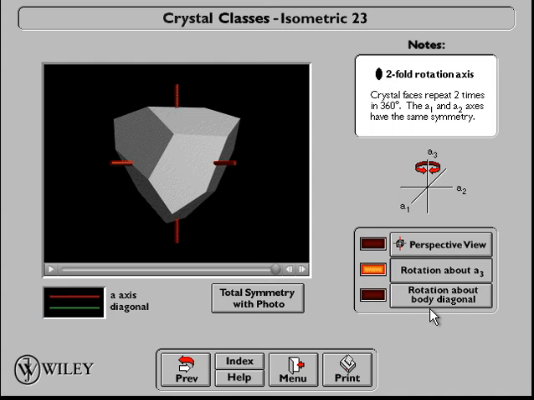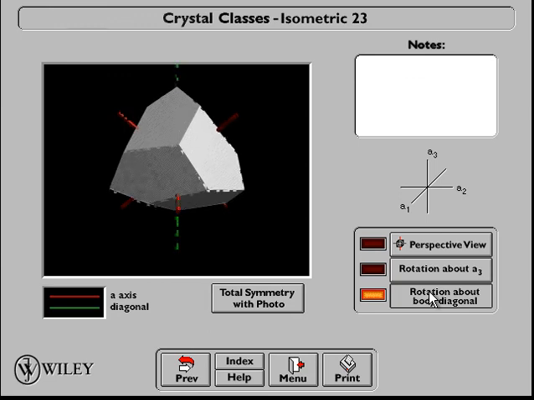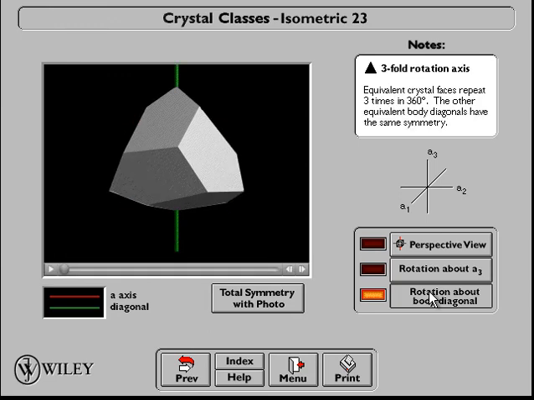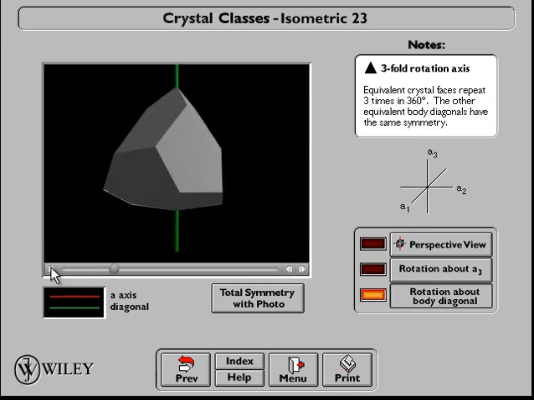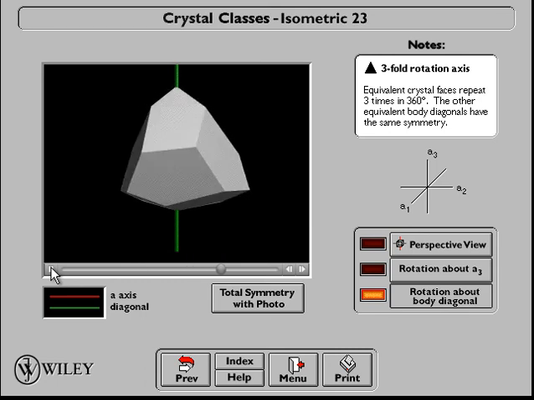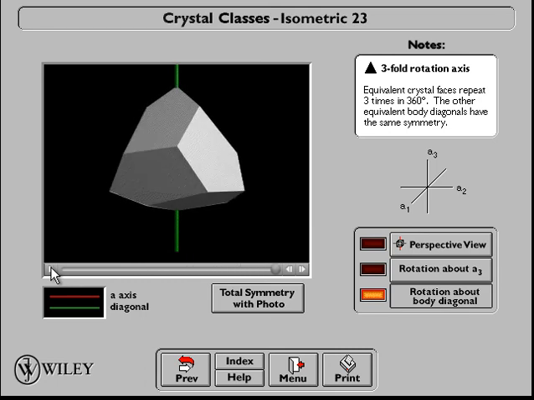Now we are going to the rotation about the body diagonal. Here we have a threefold rotation axis. Equivalent crystal faces repeat 3 times in 360 degrees. The other equivalent body diagonals have the same symmetry. So we can turn it 3 times in 360 degrees, with the crystal faces repeating themselves.